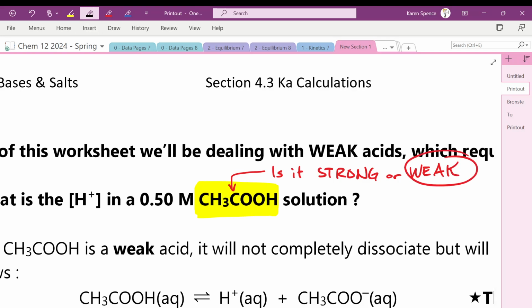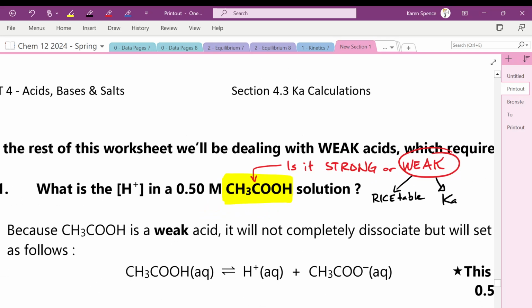And if it is weak, then you say to yourself, I need to use a RICE table and I need to use Ka. So it's a weak acid. It will not dissociate completely. You will set up an equilibrium, so make sure you use an equilibrium arrow.